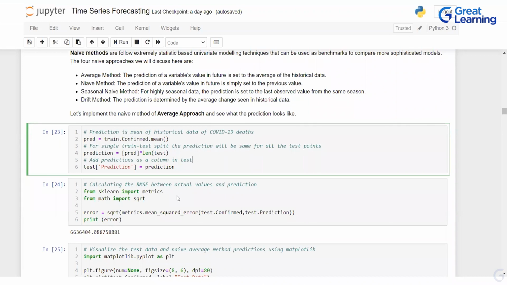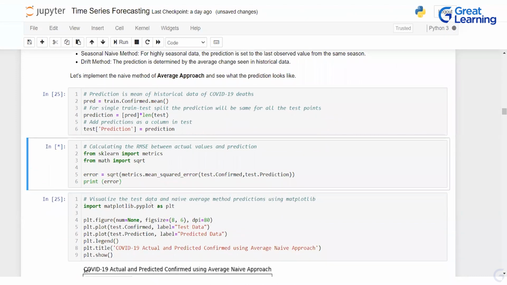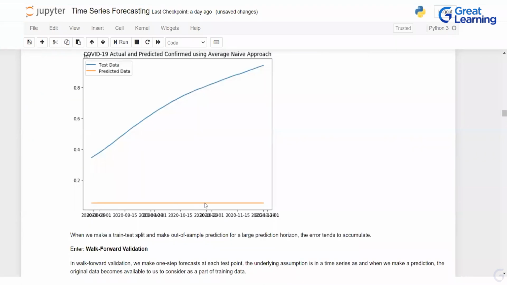Simple prediction. Let's check the MSE and all this. This is the MSE value I am getting. If you plot it, it will just give you a simple line because I'm taking the mean, and I'm saying that for my entire time frame, this is the value. This is the actual test data, and for my complete test data the predicted one is everywhere replaced by the mean, which is not correct.